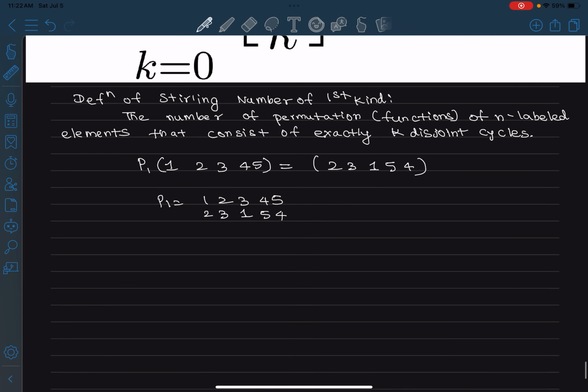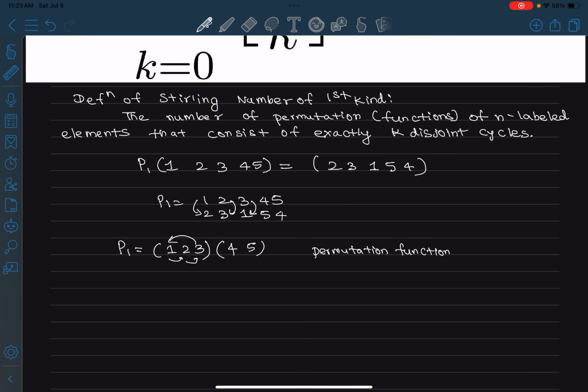Now to write this same permutation function in cycle notation, notice that this permutation takes 1 to 2, right? The first element becomes 2 now, and 2 to 3, right? And 3 just goes to 1, right? So this is closed: 1 goes to 2, 2 goes to 3, and then 3 goes back to 1. So this is one cycle. And now 4 goes to 5, and 5 goes back to 4, another cycle. So this is a permutation function with 2 cycles, okay?